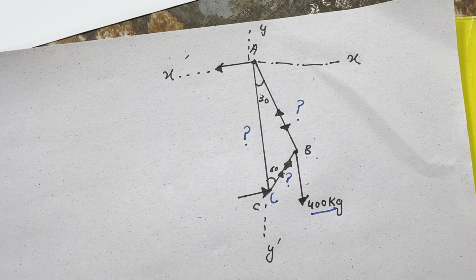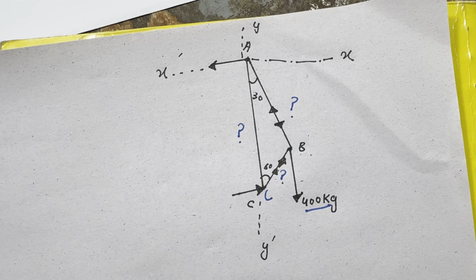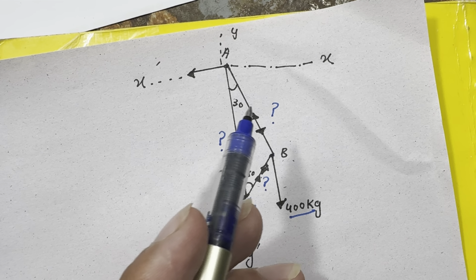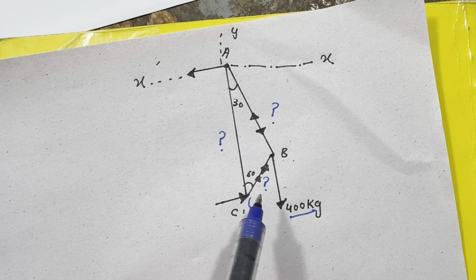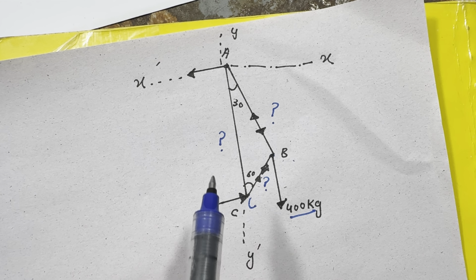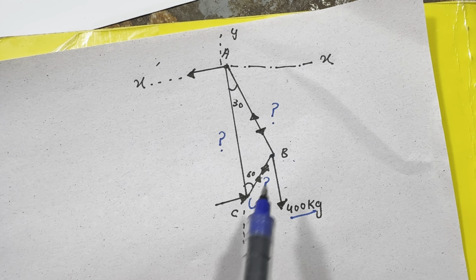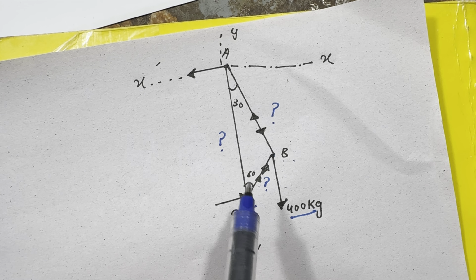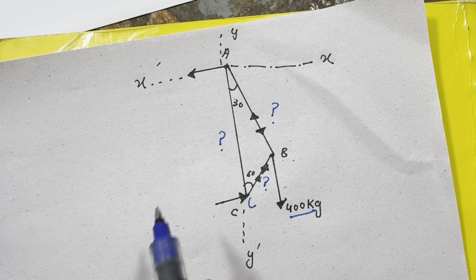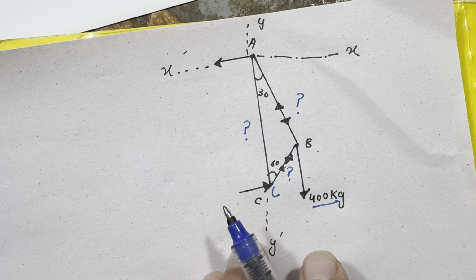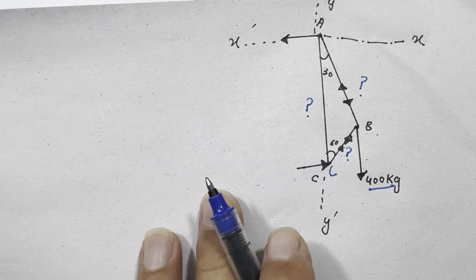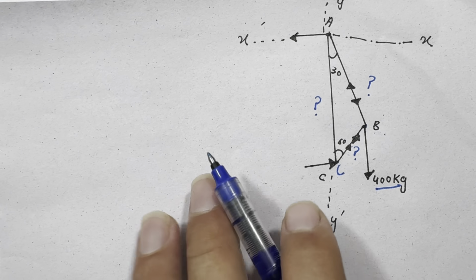For equilibrium there are three types of equations: the summation of moments at any point equals 0 in the equilibrium state, the summation of all vertical forces in the loaded truss will also equal 0, and the summation of all horizontal forces will also equal 0. So today we will find the forces in these members.